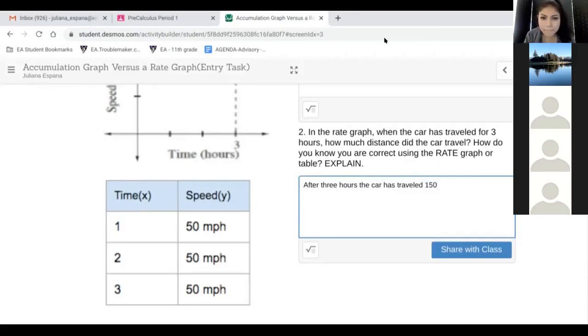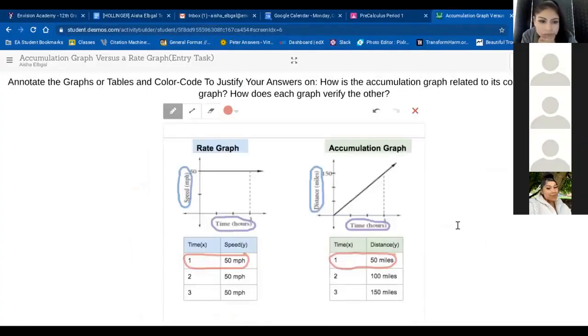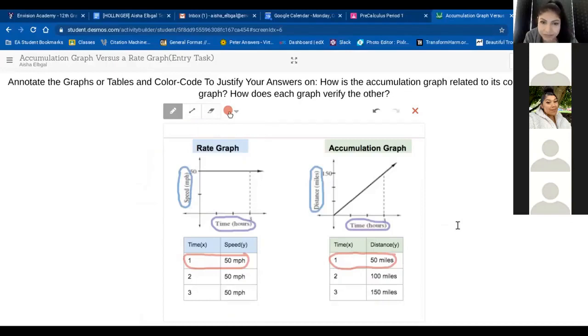So do we all agree that it went 150 miles or not? Yes. Never mind. I see why. Is it because, how do I say this? I don't even know. It's because for this we're measuring just the speed. So every hour, regardless of how many hours have passed, it's not adding up. But for the distance, they add up because each hour you're traveling 50 miles, so you add that up.